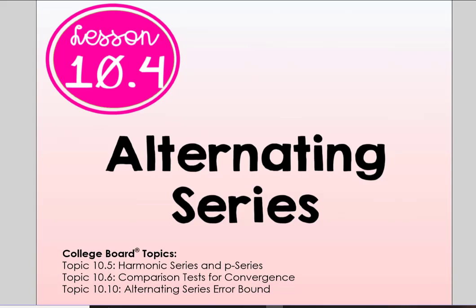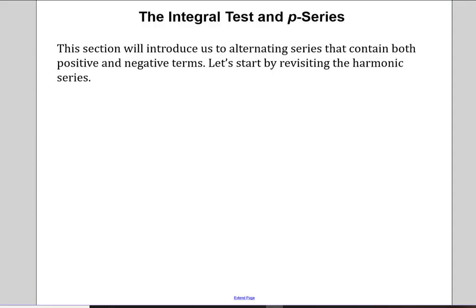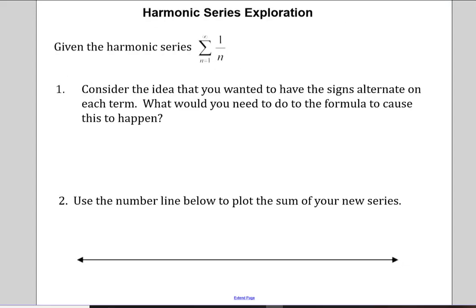Today's lesson is lesson 4, and we're talking about alternating series. In this section, this will introduce us to alternating series that contain both positive and negative terms. Let's start by looking at the harmonic series one more time.